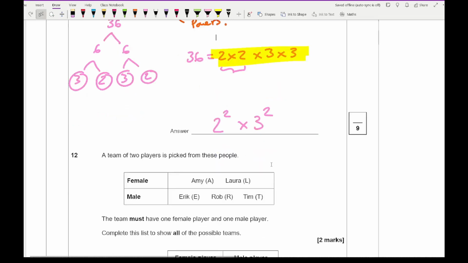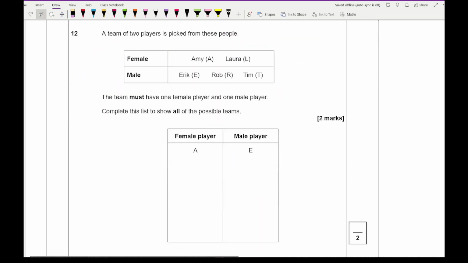Moving on to question 12, it says a team of two players is picked from these people, and we've got Amy and Laura in the females. Males, we've got Eric, Rob and Tim, and it says the team must have one female player and one male player. Complete the list to show all possible teams. Now for this, you want to do this systematically.